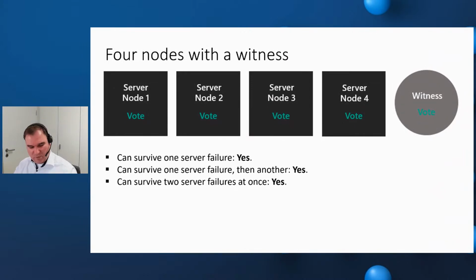This is the reason why we also should have a witness in a 4-node, 5-node, 6-node, 7-node, 8-node cluster. And again, for the witness, we don't need another Azure Stack HCI node. The witness is only an easy file share. It must be SMB 2.1 or later, or an Azure storage account.